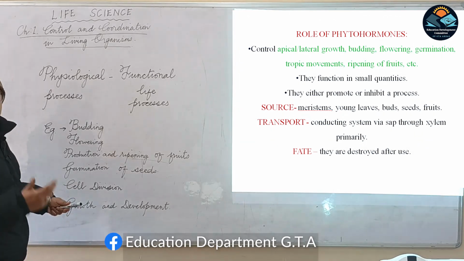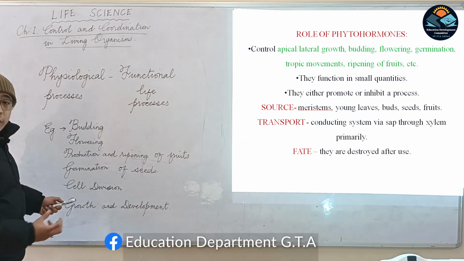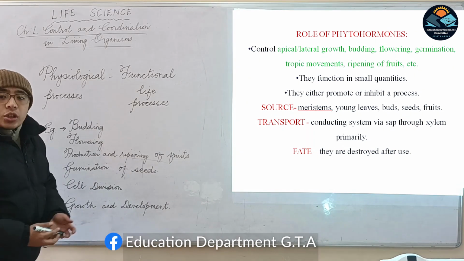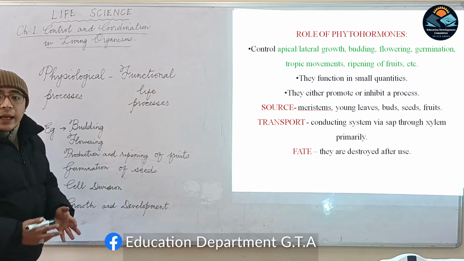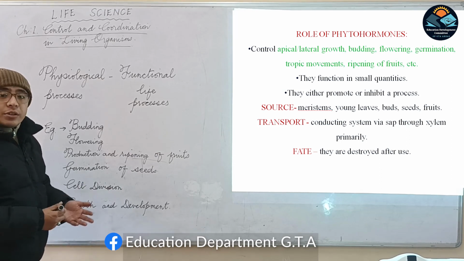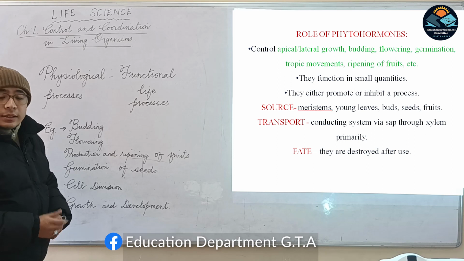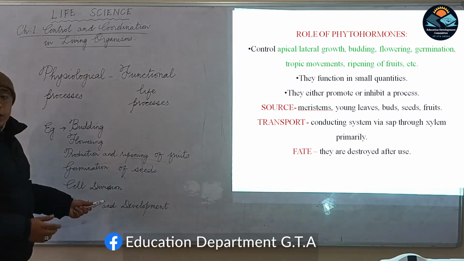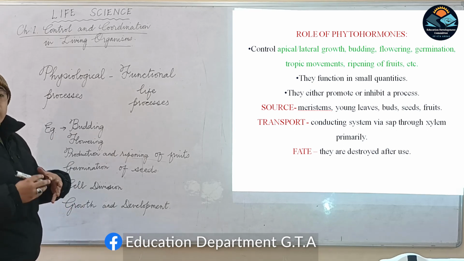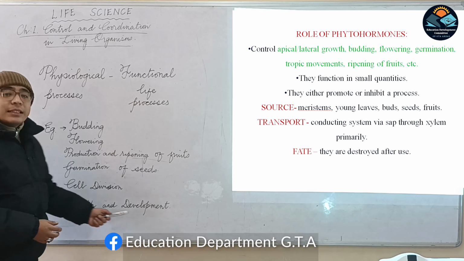Next, it also involves certain important processes such as cell division. Cell division is essential for the plant in order to grow and in order to reproduce, and also in order to repair and regenerate certain parts of the plant. So therefore, cell division is also another important functional life process or a physiological process, and cell division as a whole will lead to growth and development.